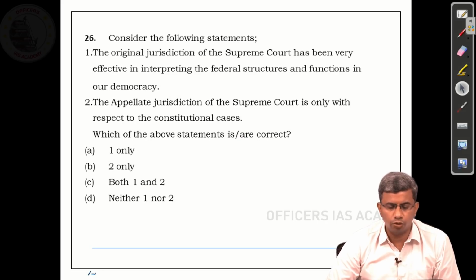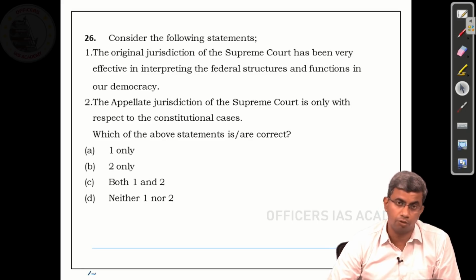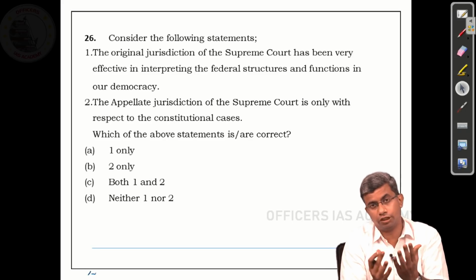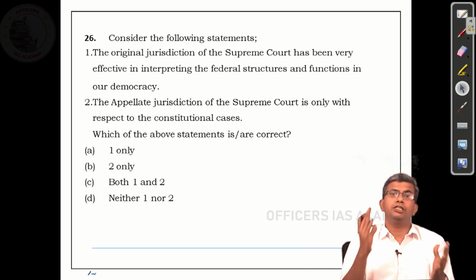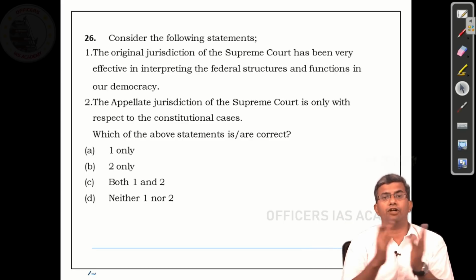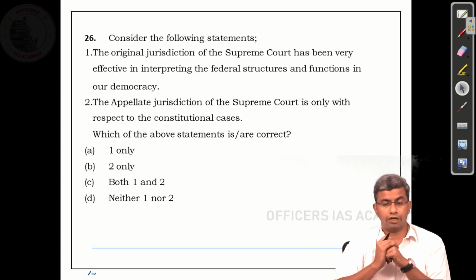Consider the following statements. The original jurisdiction of the Supreme Court has been very effective in interpreting the federal structures and functions in our democracy. Yes, because original jurisdiction is to the exclusion of all other courts when there is a dispute between center and state or between two states. So it is very useful and effective in implementing the federal features of our democracy.